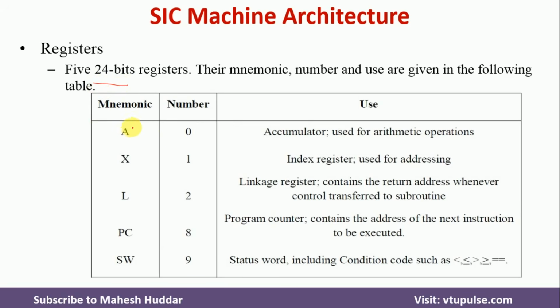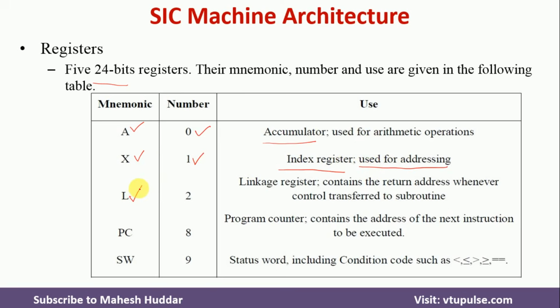The first register is A. Its number is 0. That is the computer understandable number. The computer cannot understand A, it can understand only 0. The register A is used as an accumulator register, which is used for arithmetic operations and so on. X is the index register. The value of X is 1, and it is used for addressing. There are 2 types of addressing modes we have in the SIC machine, one is direct and the other is indirect. We will discuss those 2 things later.